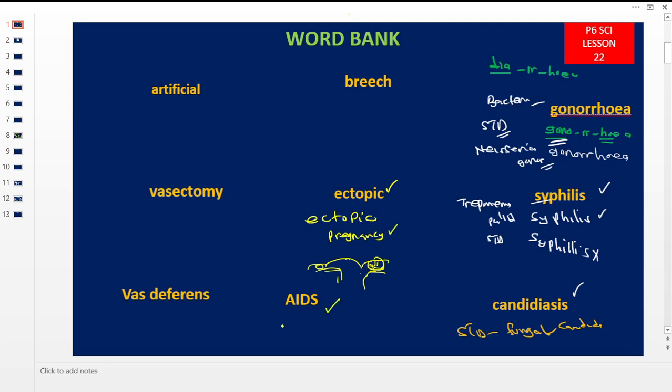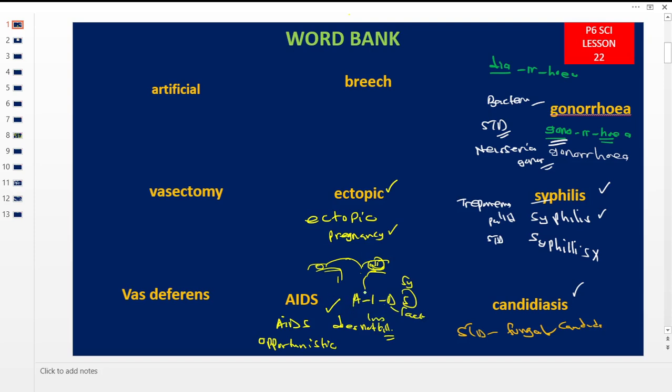Now we have another word here. This one is AIDS, but AIDS does not kill. What kills is what we call the opportunistic diseases. AIDS stands for acquired immune deficiency syndrome. Syndrome means the signs and symptoms of different diseases. Deficiency means lack of, immune means defense, and acquired means to get. So acquired means you got it.